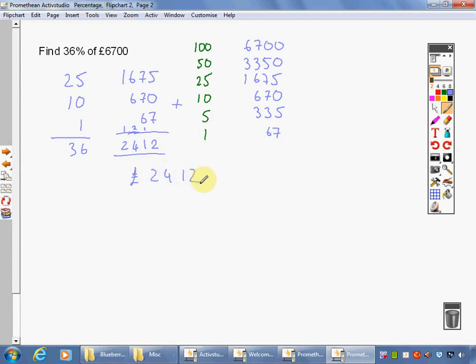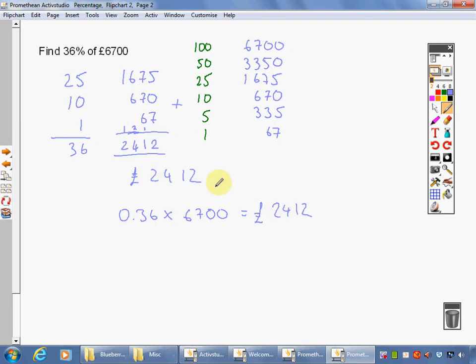If it was the calculator paper, you'd be doing 0.36 times 6700. I'm just going to do that on the calculator now and we get a double check of my previous answer. And that comes out to be 2412. It's always a relief to find I got it right.